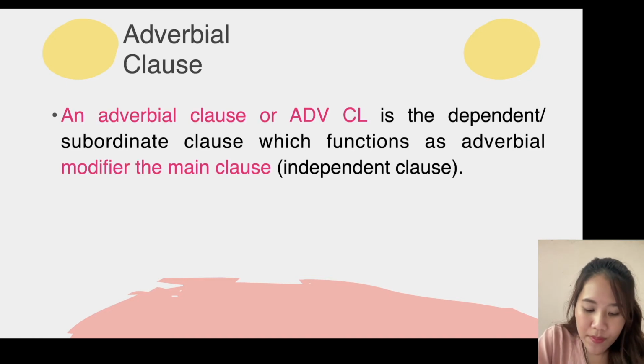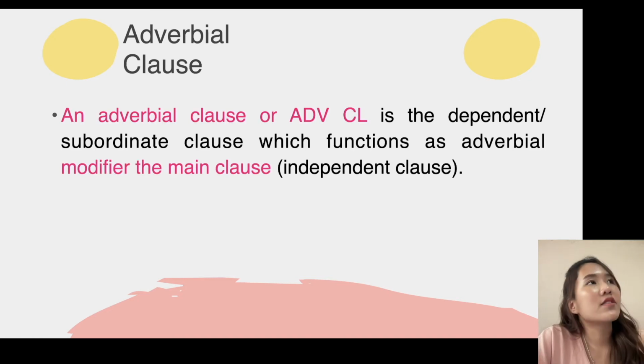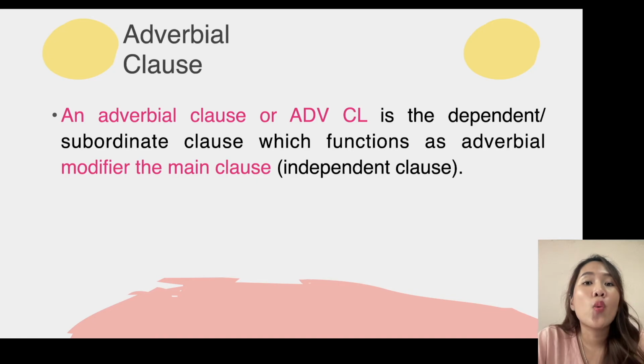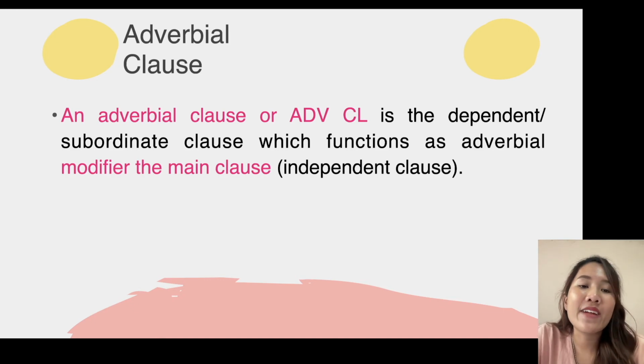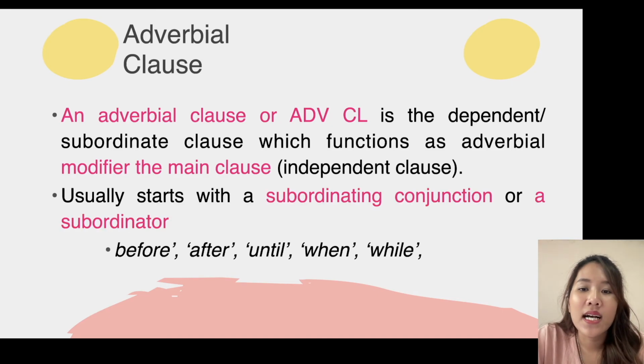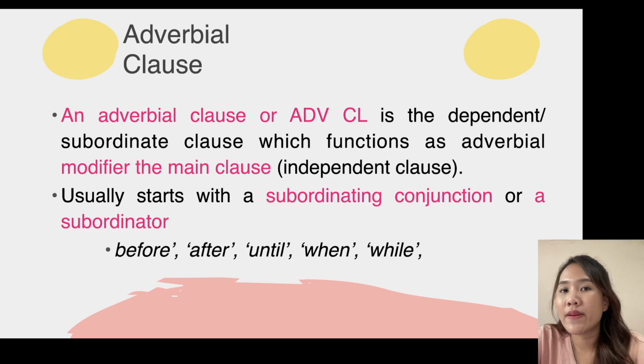And next we move to adverbial clause. So to remind you again, we have three types of dependent clause: nominal, adjectival, and the last one that we are going to talk about is adverbial clause. Adverbial clause, as you may notice, functions as an adverb. So an adverbial clause modifies the main clause, the independent clause. It might look like the complex sentence that you are already familiar with.